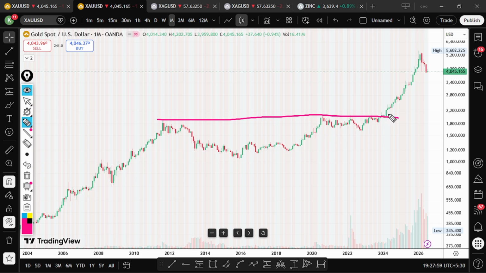This was the point where central banks and other big institutions were getting involved in the gold market. From here the market went up, took a little pause, went up again, took a good 4 to 5 months of pause, and then went up again. This has been the trend, and then it went down. This is a good correction.